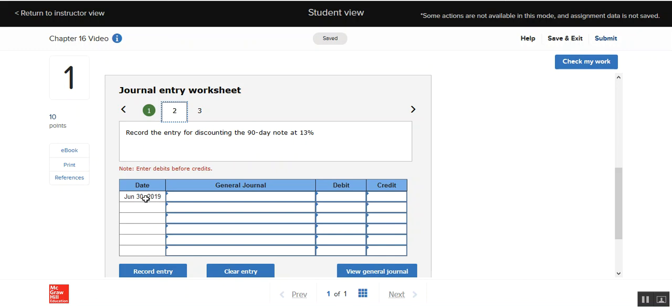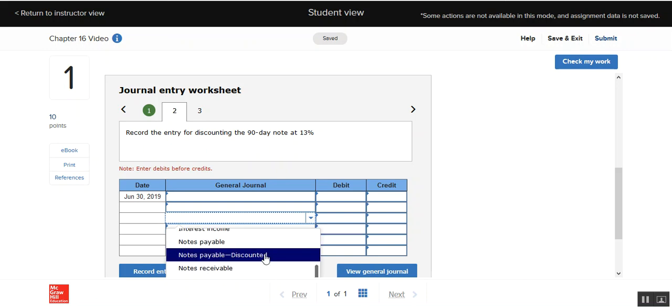In other words, we are giving that note to the bank, and they're giving us some cash for it, but they're not giving us all the cash that we are entitled to. We are discounting it to them. So I'd like to start with what I know first. We are going to credit discounted notes receivable.